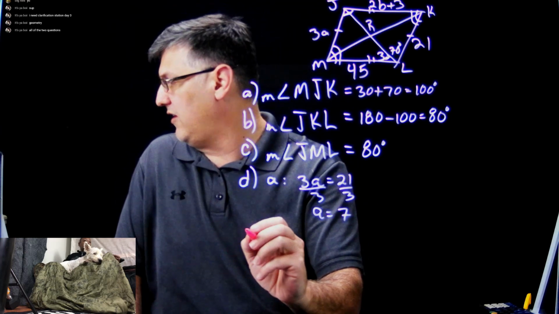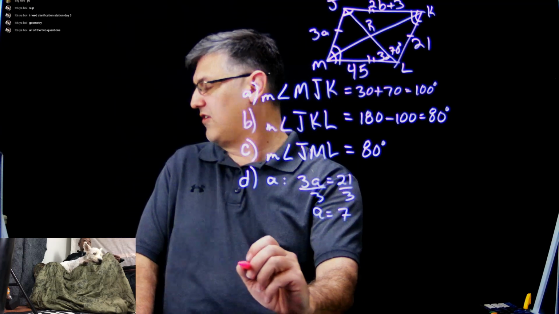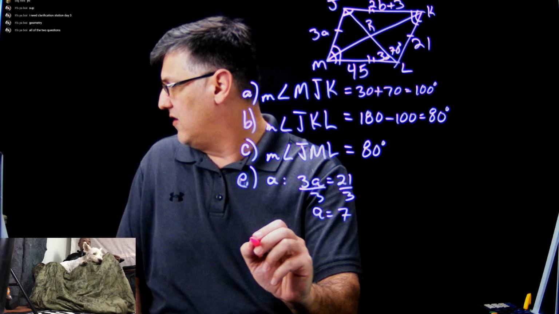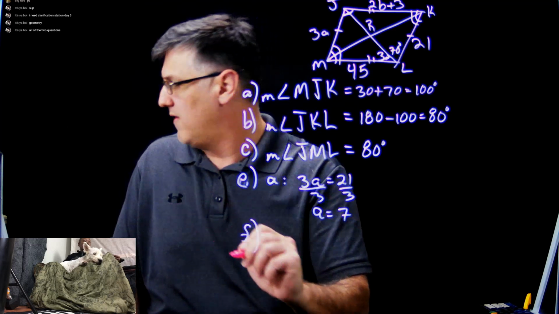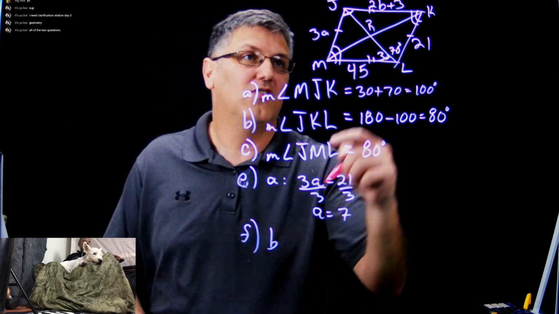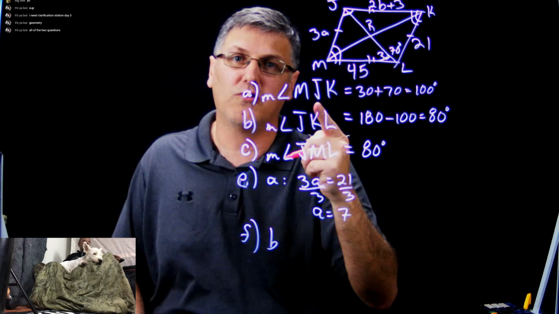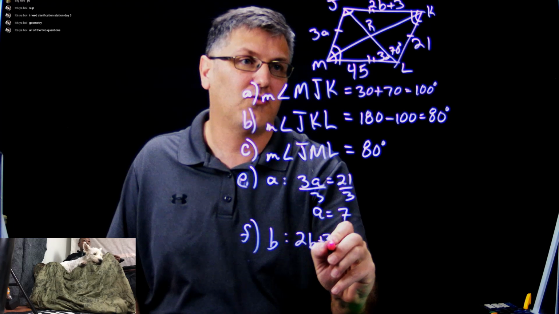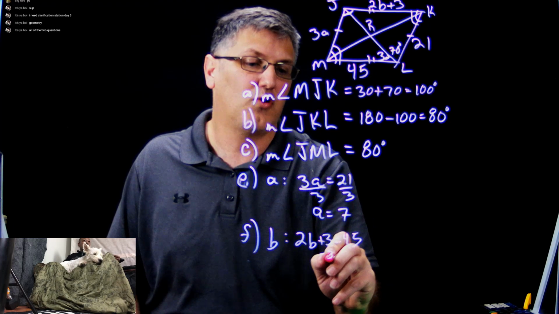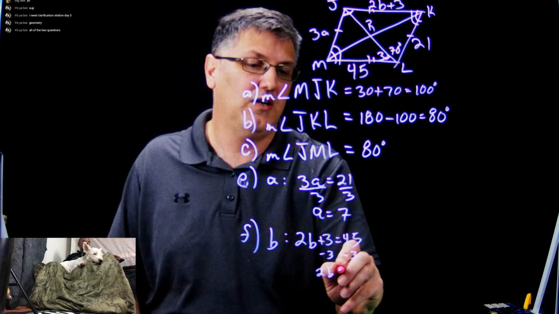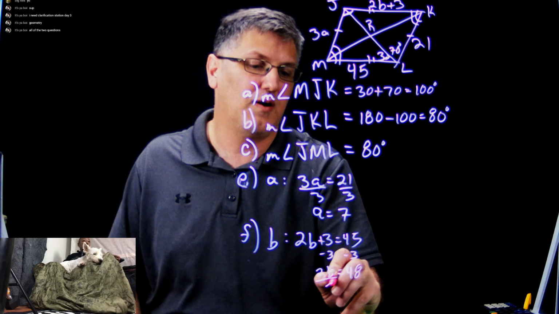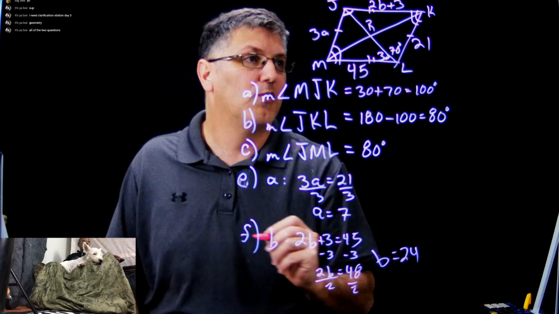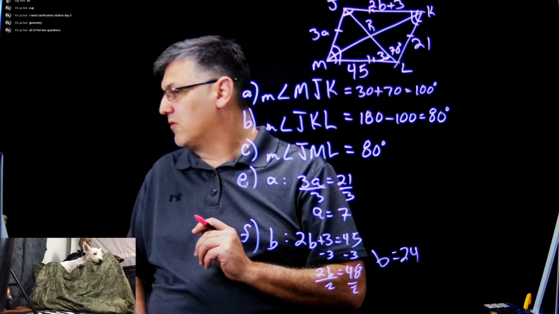And then A, B, C, D. Oh, I missed D. This is actually E. Sorry. And then this is F. I actually asked you to find B. Same thing. These are congruent. Congruent leads to an equal sign. Just set them equal to each other. I want to get 2B plus 3 equals 45. Subtract 3. 2B equals 48. Divide by 2. I get B equals 24. Pretty straightforward problem. Go ahead.